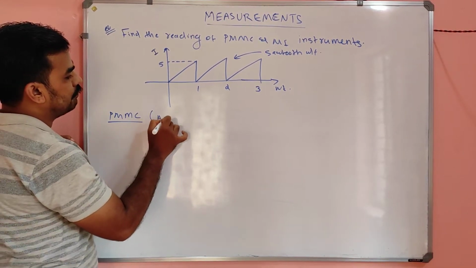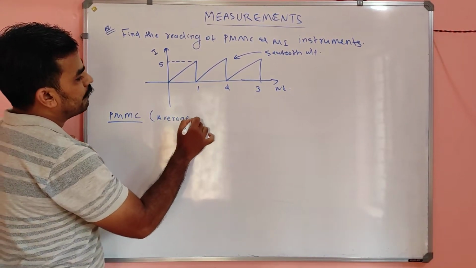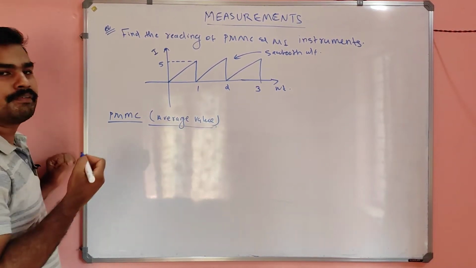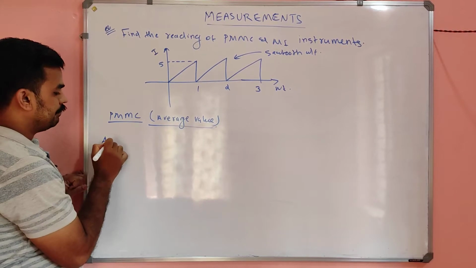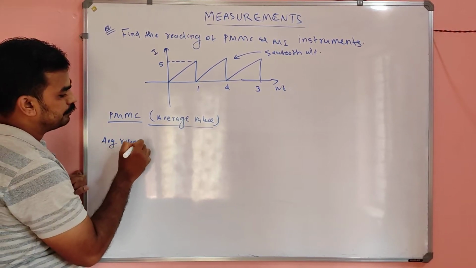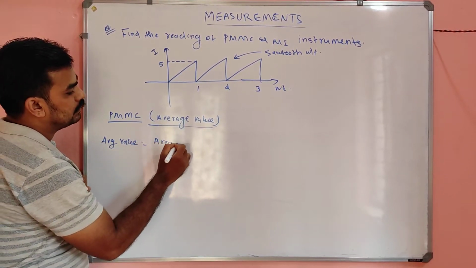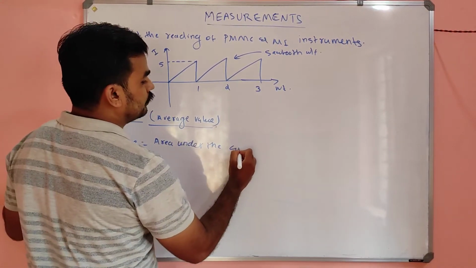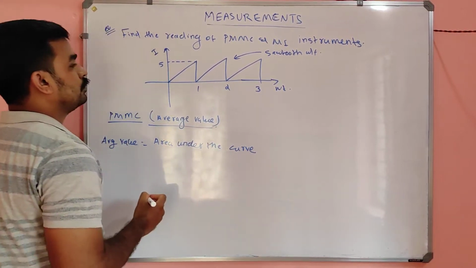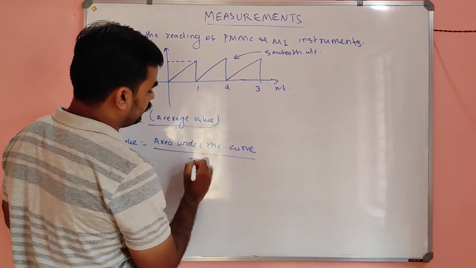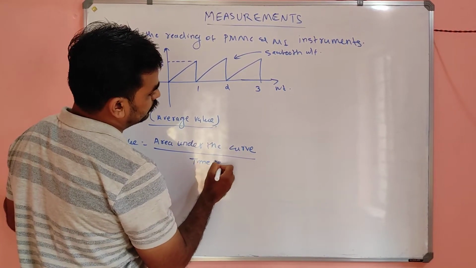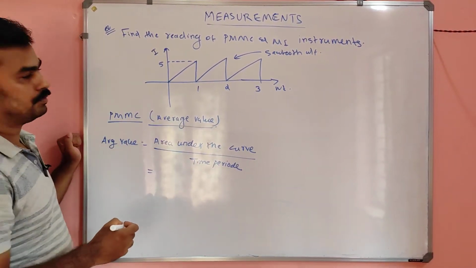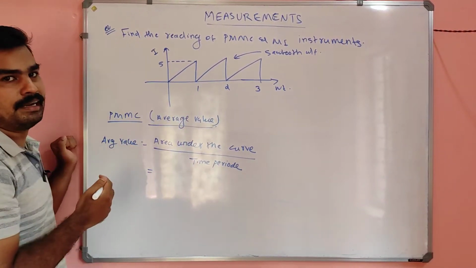PMMC reading or average value. So how can we find the average value? Again, average value is equal to area under the curve divided by time period. So what is the area under the curve? So this is a simple triangle, right?